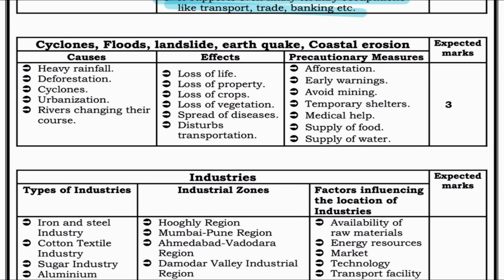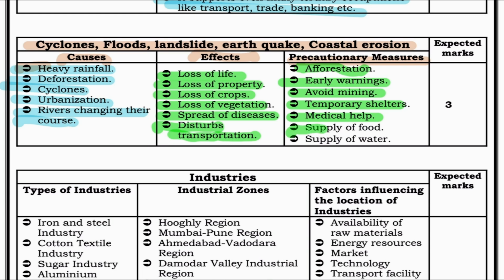For 3 marks. Cyclones, floods, landslides, earthquakes, coastal regions: causes, effects and precautionary measures. Causes: heavy rainfall, deforestation, cyclone, urbanization, rivers changing their course. Effects: loss of life, loss of property, loss of crops, loss of vegetation, spread of diseases, disturbance of transportation. Precautionary methods: afforestation, early warnings, avoid mining, temporary shelters, medical help, supply of food, supply of water.